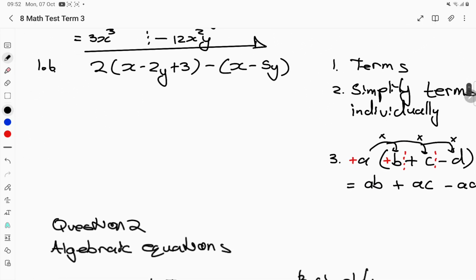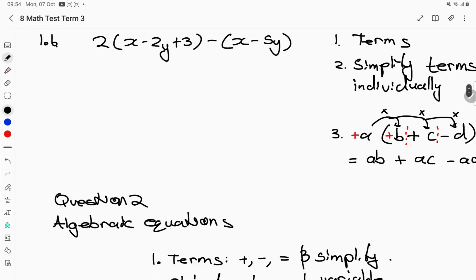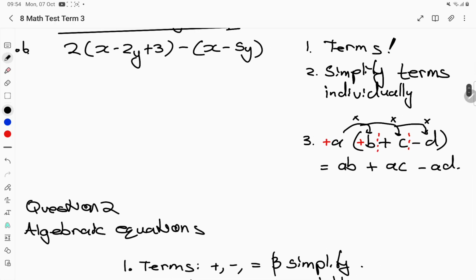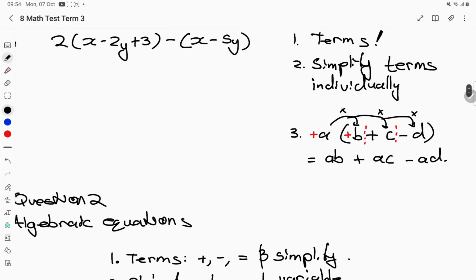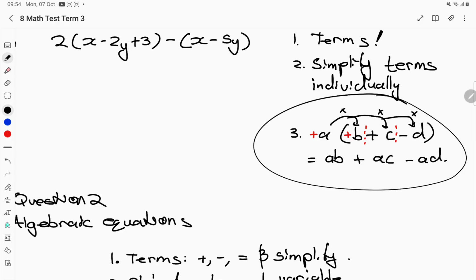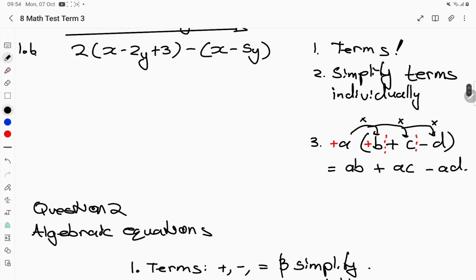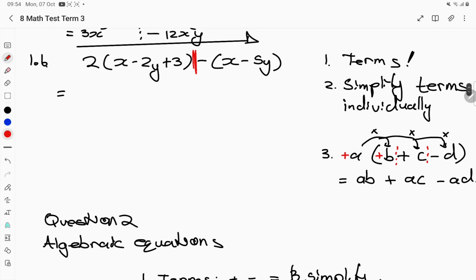Right, 1.6. All right, so looking at this 1.6, again, first thing you have to look at is terms, split your terms. And then you simplify the terms individually. And then again, we use this multiplying into brackets. So that's your tips for this question. Have a go at it. So we split our terms. And then we can look at these things individually. So they're not interacting with each other yet. That's why terms are so useful.